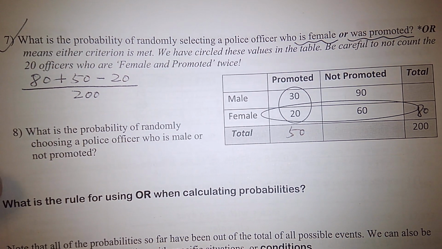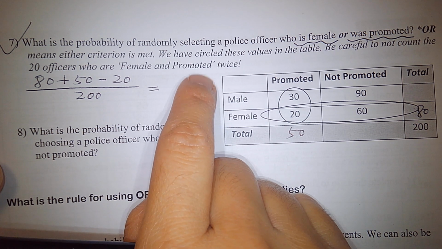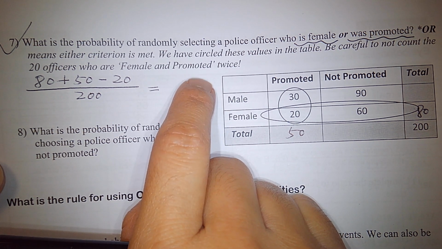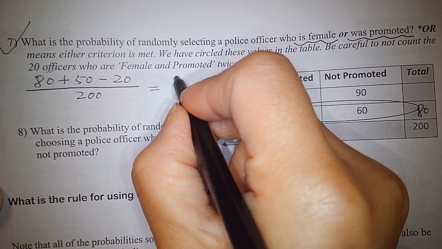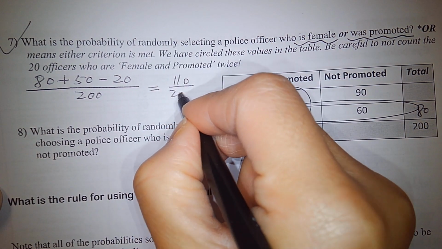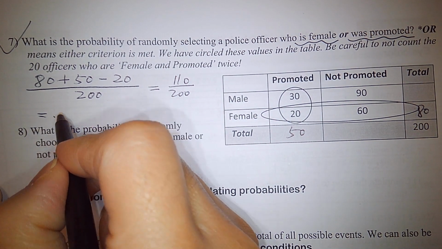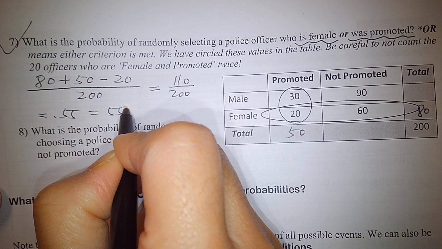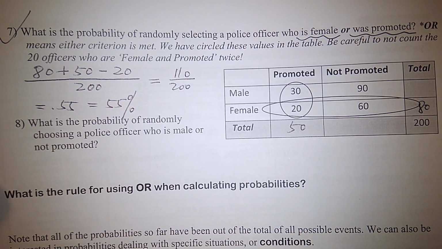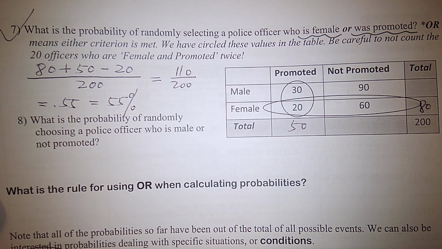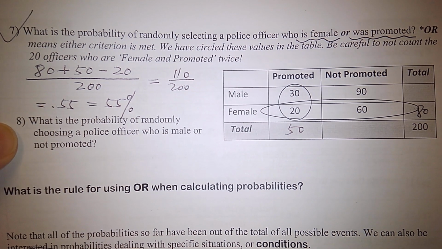You guys agree with this? Okay. So, what do we have on the top? 130 minus 20, 110. And then 200, this gives us what? 0.55. So this is 55%. Either this or that. Right? Alright, let's try to practice question 8 as well.